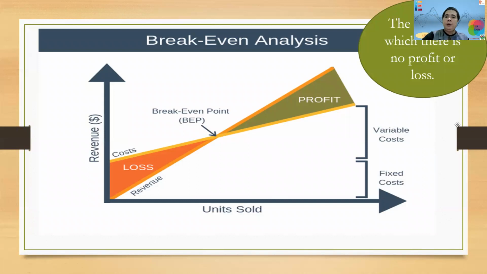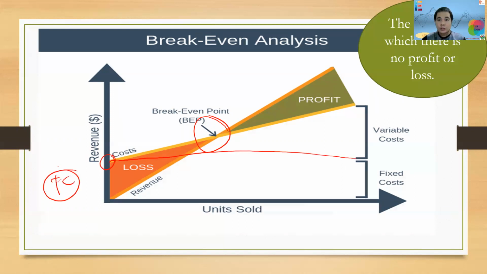So the point in which there is no profit or loss is at this point, no? Because we very well know that your fixed cost is there, you have to pay this fixed cost directly. This is what you call your fixed cost. Regardless if you have volume or not, your fixed cost is there. And then when you are trying to produce already, your variable cost will go up.